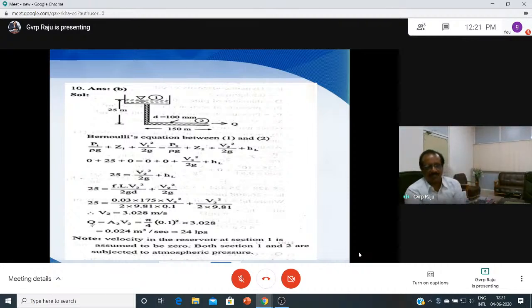You can find Q, which is A times V2, and that is 0.024 meter cube per second, so 25 liters per second. It has been given that the velocity in the reservoir at section A is assumed to be 0, and both sections 1 and 2 are subject to atmospheric pressure. You can neglect that. So this is the answer. This is a good question.